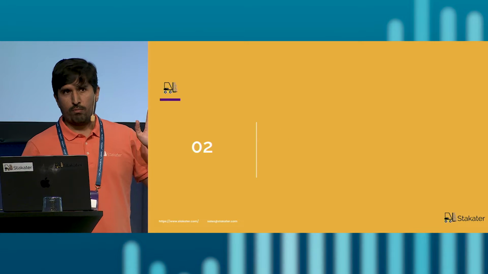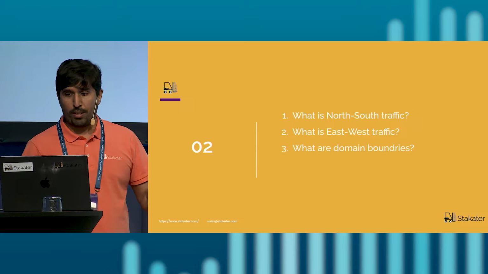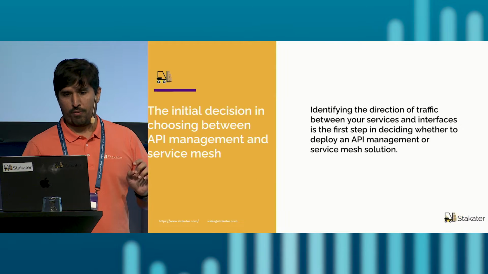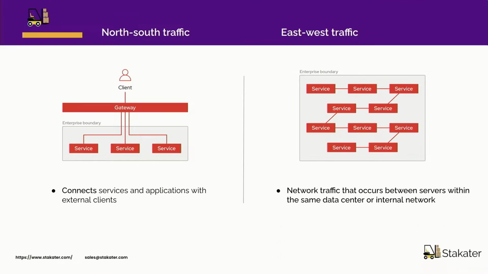No questions, I assume? Good. Let's talk a bit about north-south traffic, east-west traffic, domain boundaries, and inter-domain versus intra-domain traffic. So I think the first thing that you have to identify is the kind of traffic you have within your environment. It's called north-south traffic, which is basically traffic from the outside, clients trying to access your services.